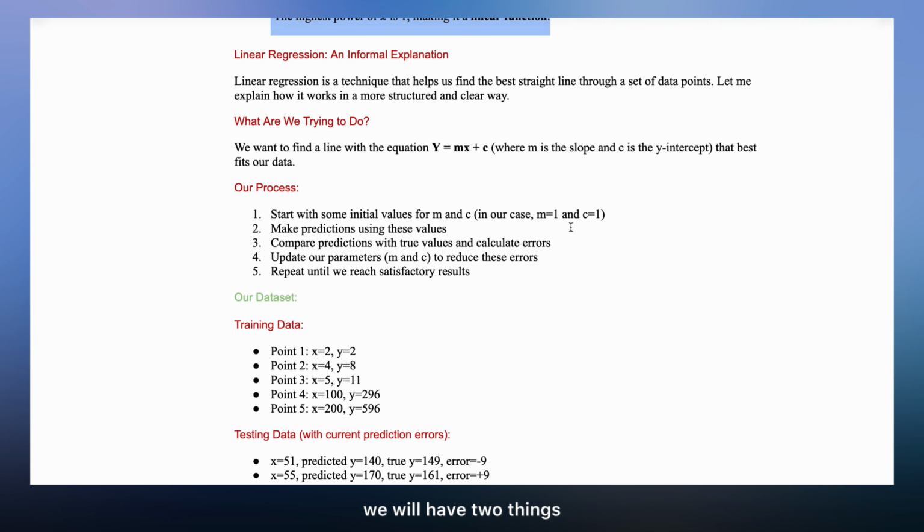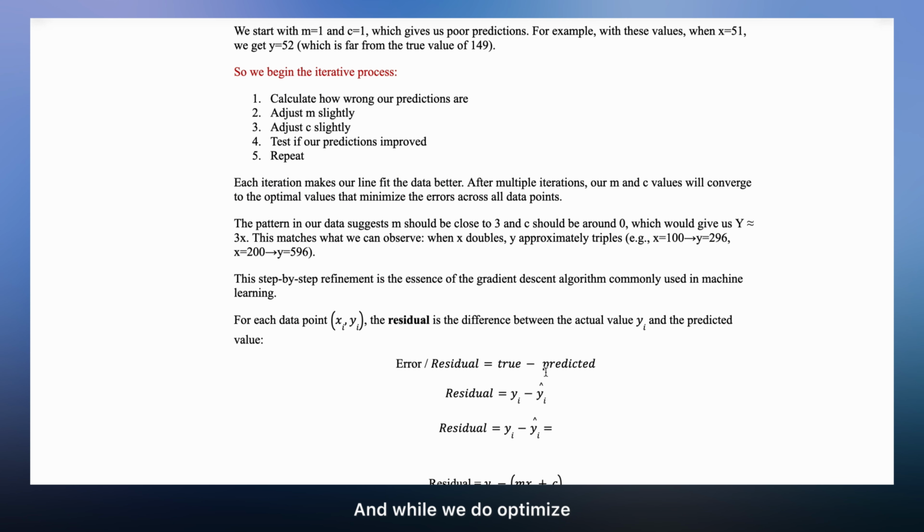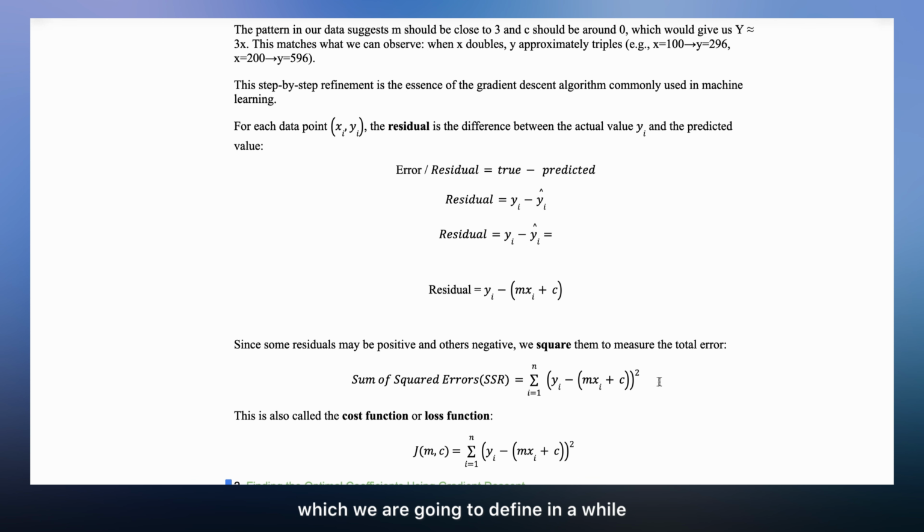We will try to optimize something. What is it that we will optimize? A loss function or a cost function, all right? And while we optimize that loss function, which we are going to define in a while, we call that process the training process. The whole set of steps that we take to optimize this particular loss function is known as the training process.